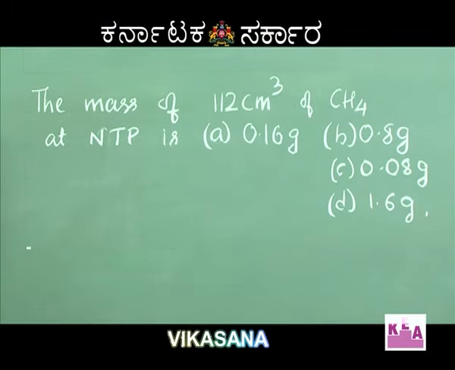Next question. This question is based on the concept of gram molar volume. The question is, the mass of 112 centimeter cube of methane at NTP is, the options are 0.16 gram, 0.8 gram, 0.08 gram and 1.6 grams.